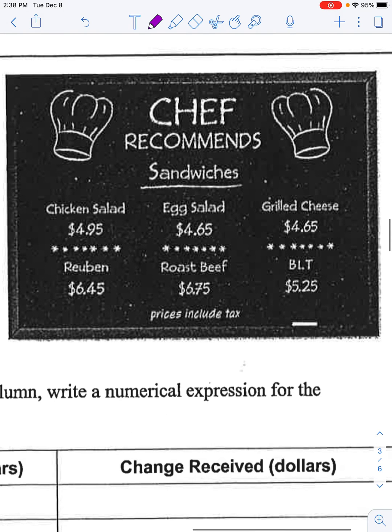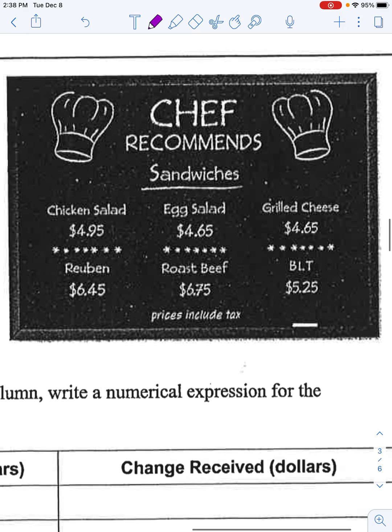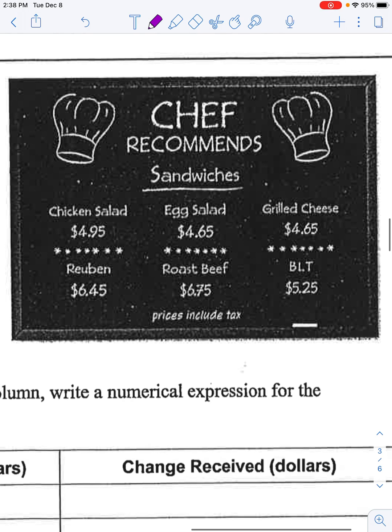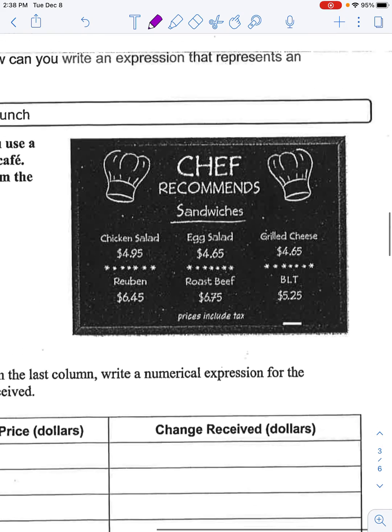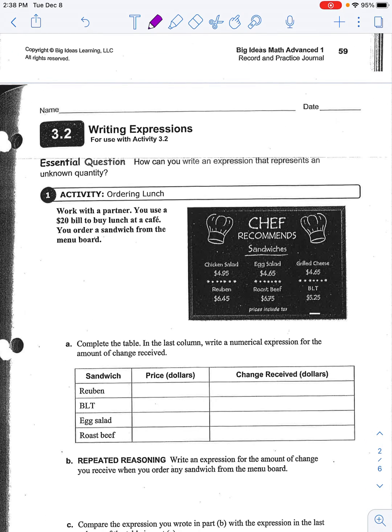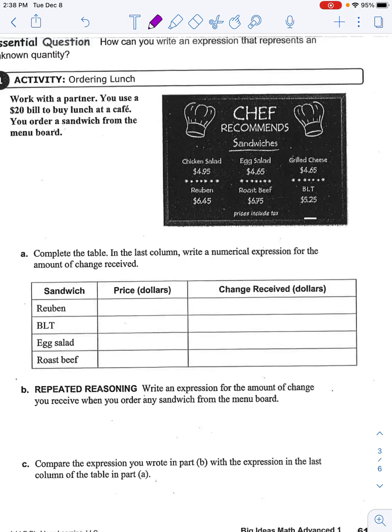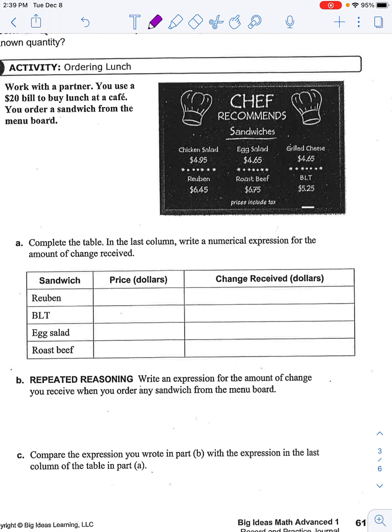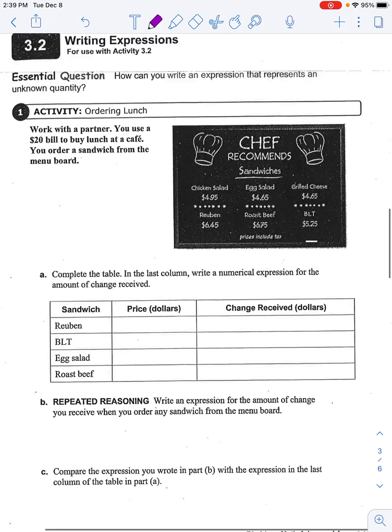You're going to use this box full of prices to answer these questions, okay? So it says, work with a partner, you use a $20 bill to buy lunch at a cafe. You order a sandwich from the menu board. There's lots of sandwiches there. 6 to be exact. We're going to complete the table. And then in the last column, we're going to write a numerical expression for the amount of change received. Okay? So let's start by filling in this chart.